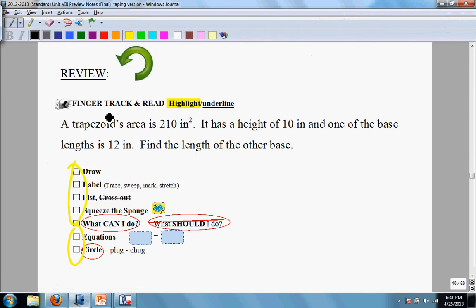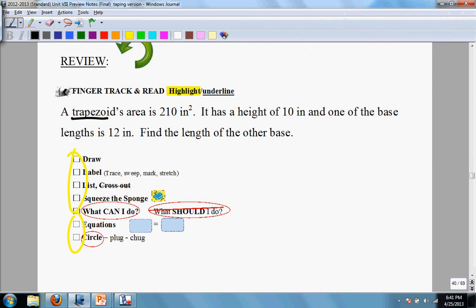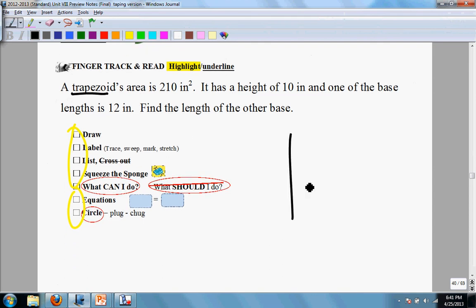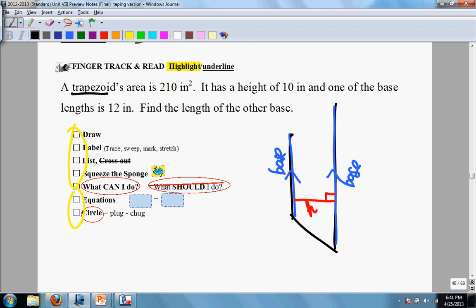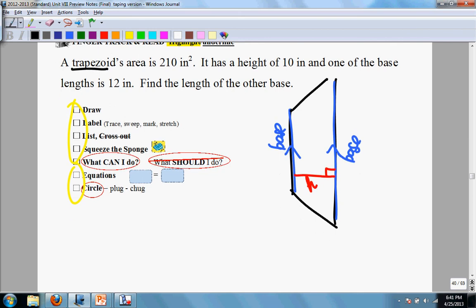Shape-wise, this is a trapezoid, so you should have drawn a trapezoid, which is two parallel lines. I'm going to draw it sideways just so you can get used to seeing trapezoids sideways. That's a base, it's parallel. That's a base, it's parallel. So I'm going to write base and base. The distance between the bases at a right angle is the height. So that red segment right there would be the height. Here's your non-parallel sides. There's your trapezoid with two bases and a height.